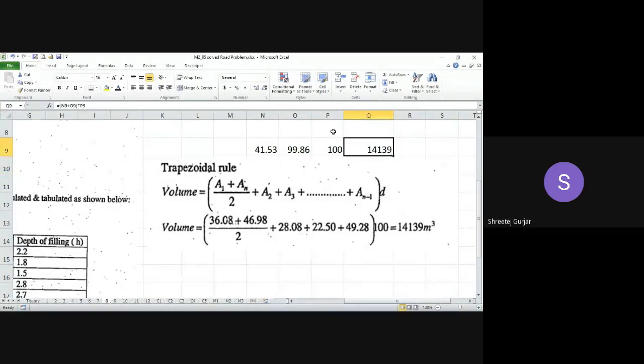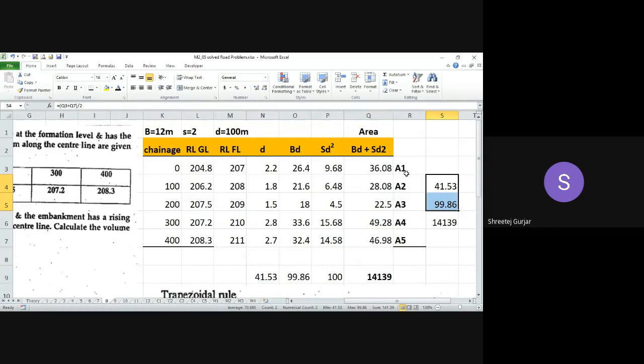So you can observe whatever answer we have got. We have got 14139, and they have also got 14139 meter cube. So we have got the same answers. Okay, so this is regarding using your trapezoidal formula, wherein it is very easy.